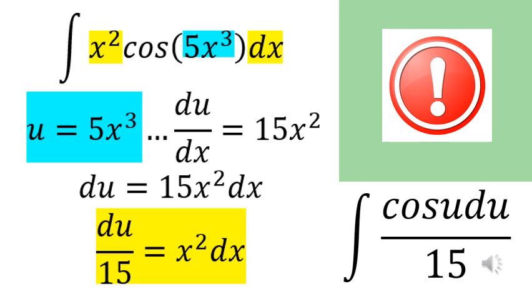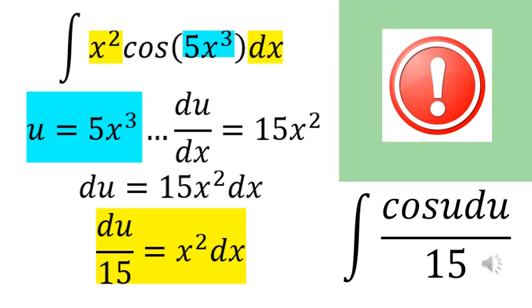I had 15x squared dx, but in the original problem, it just says x squared dx. So then what I did is I divided by 15, and I got that du over 15 equals x squared dx. I've got to look at what I'm trying to cancel out and do what I have to make an expression that's going to be the same as what I'm trying to cancel out. So it turns out that du over 15 would equal x squared dx. All of that stuff that's in yellow I can change into du over 15.